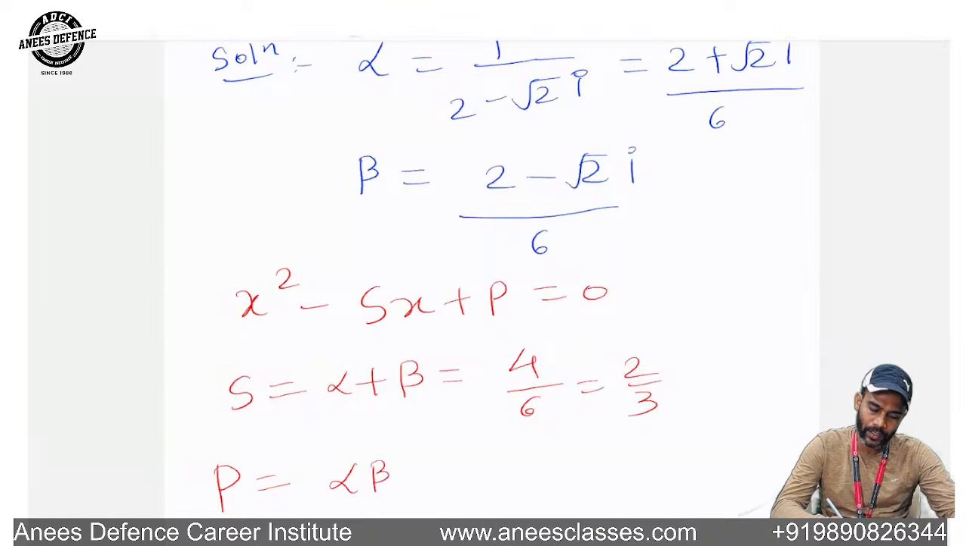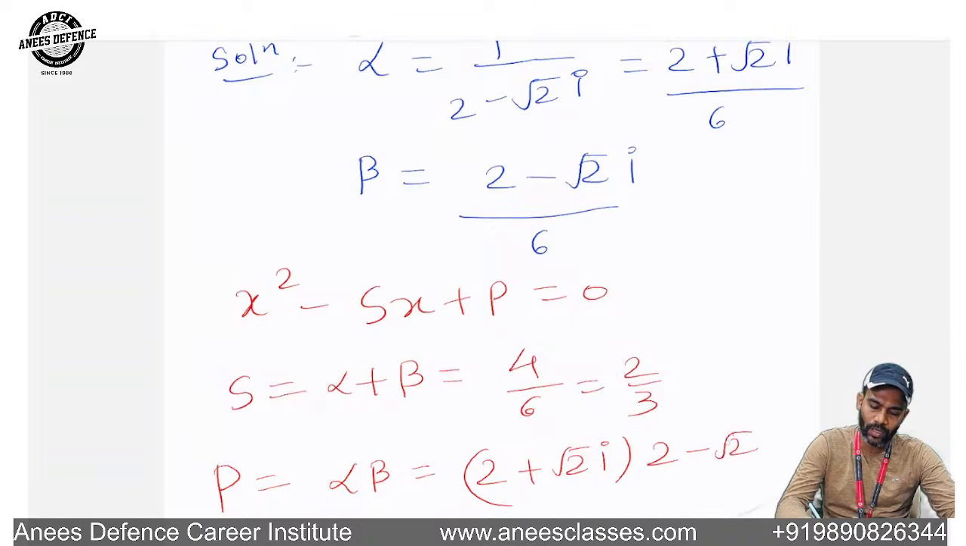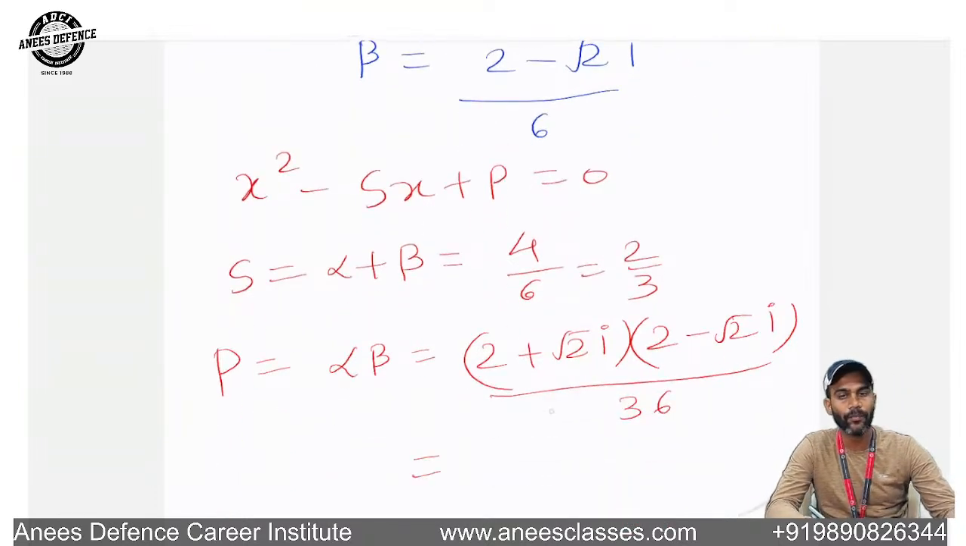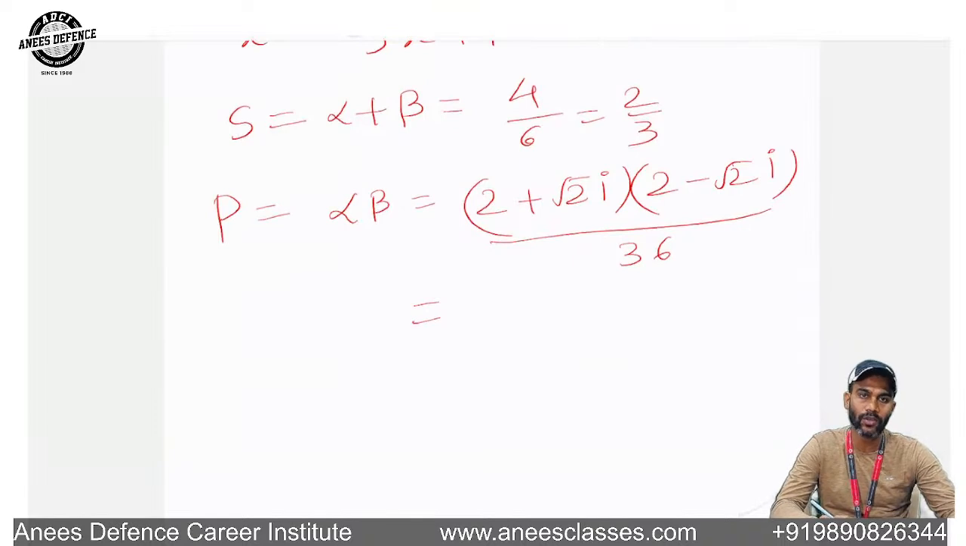Now p is what? Alpha into beta, which is (2 plus root 2 iota) into (2 minus root 2 iota), divided by 6 into 6, which will be 36. Is there any doubt? Now we already know (a plus ib) into (a minus ib) is a square plus b square. So which is 4 plus 2, not 6. So 4 plus 2 divided by 36. Yes or no? That is 1 by 6.